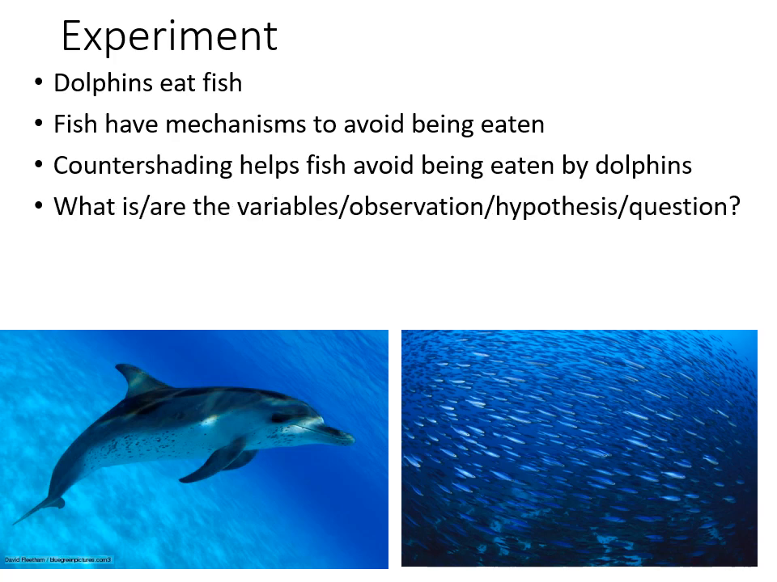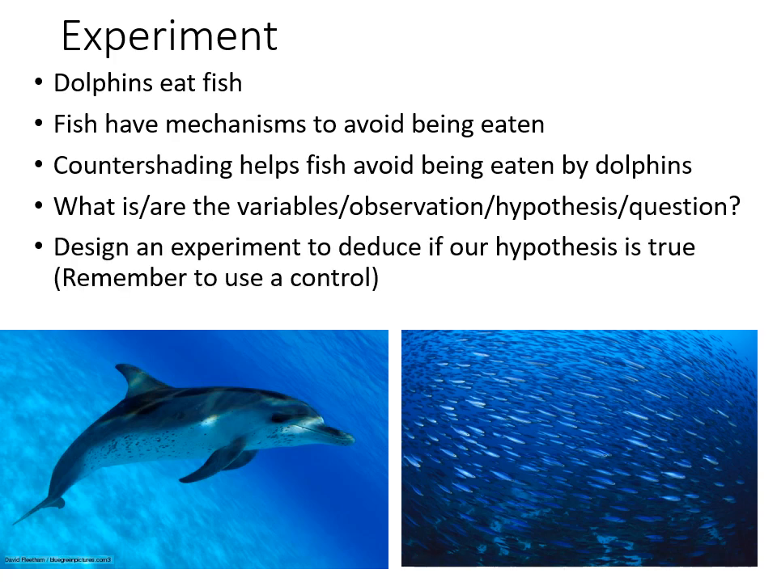So let's say we have some dolphins. We're going to look at variables, observations, and hypotheses with the information we have. So we want to know if dolphins can catch fish that are counter shaded versus those that aren't, and to see if they can avoid our predator, our dolphin, better or worse. And that would be our experiment.